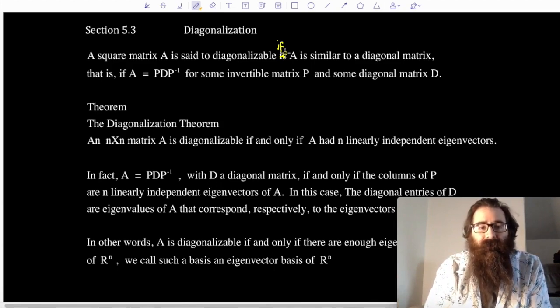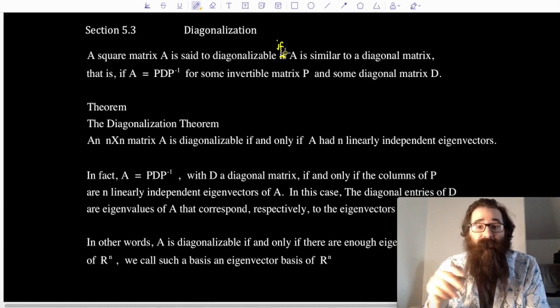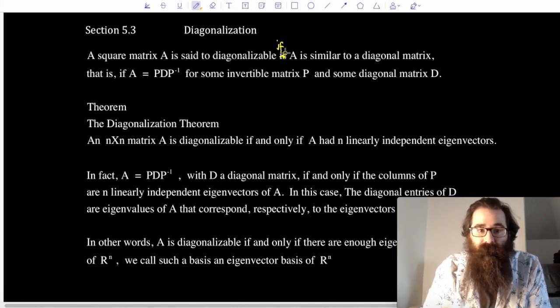So let's go ahead and talk about a diagonalization theorem. It says an n by n matrix A is diagonalizable if and only if A has n linearly independent eigenvectors. So this is important. If I have an n by n square matrix, I need exactly n linearly independent eigenvectors. If I don't have enough eigenvectors, I won't be able to diagonalize. So if I have a 4 by 4 matrix, I need 4 linearly independent eigenvectors. If I have a 7 by 7 matrix, I need 7 linearly independent eigenvectors, and so on, in order to diagonalize.